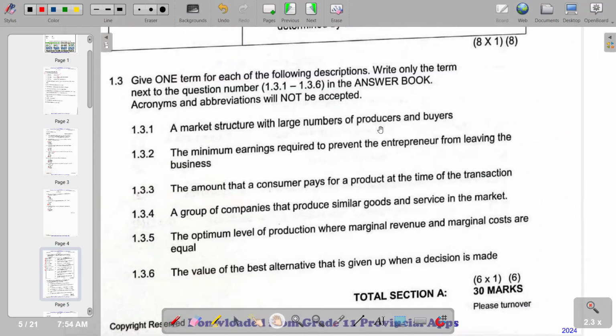So we try to see which market structure is characterized by a large number of producers and sellers, whereby we have a perfect market as the correct response. So we are saying perfect market. So according to 1.3.2, the minimum earnings required to prevent the entrepreneur from leaving the business. Basically, this is the normal profit. So we are saying normal profit is the correct response.